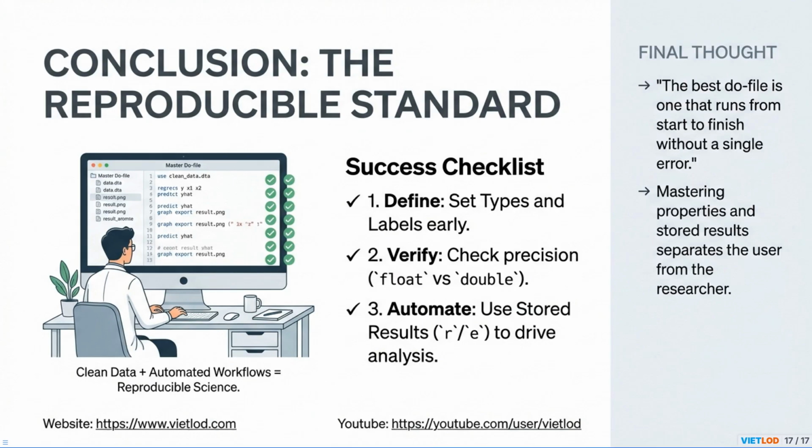To summarize, achieving reproducible science in Stata relies on a three-part success checklist. First, define. Set your variable types and labels early in the process to build a solid foundation. Second, verify. Always check for precision issues, especially the float versus double trap.